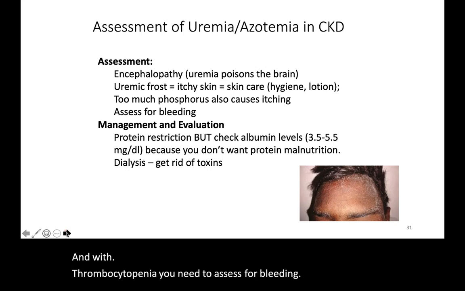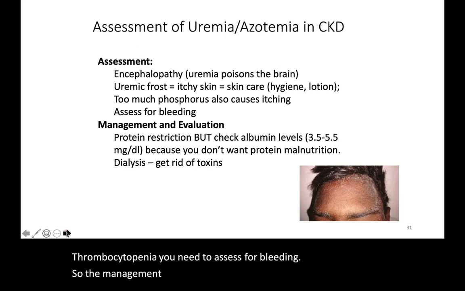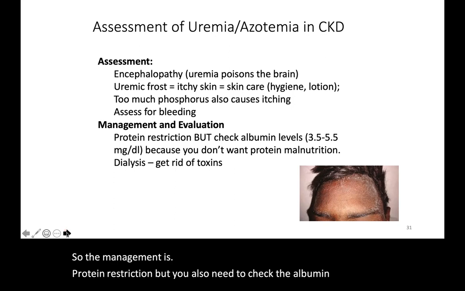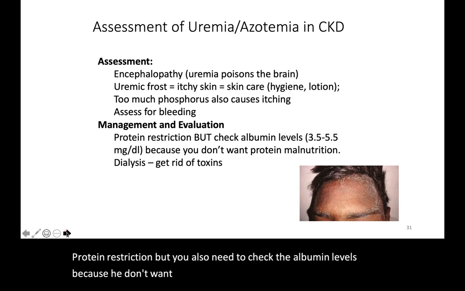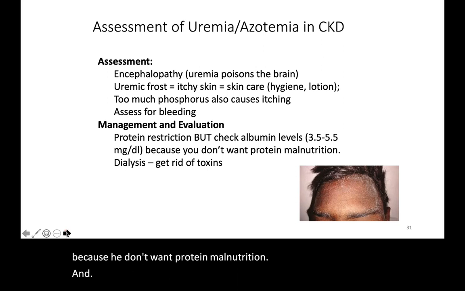So the management is protein restriction, but you also need to check the albumin levels because you don't want protein malnutrition. And that person will need dialysis to get rid of toxins.